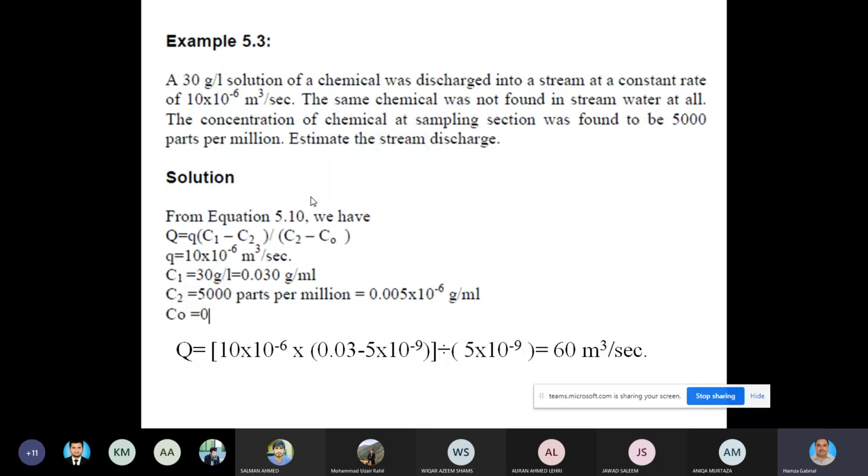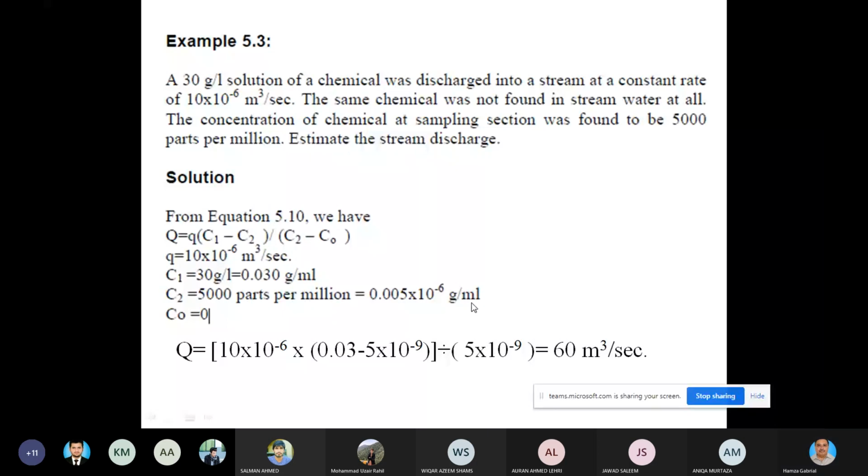So you divide it by 10⁶, because it is parts per million. So dividing 5,000 by 10⁶, it will come to 0.005 × 10⁻⁶ grams per milliliter.